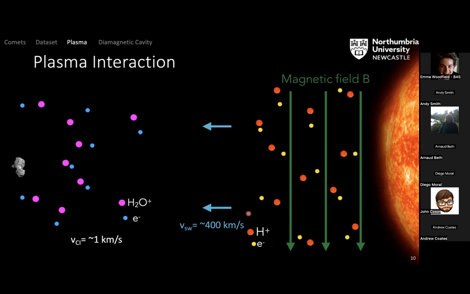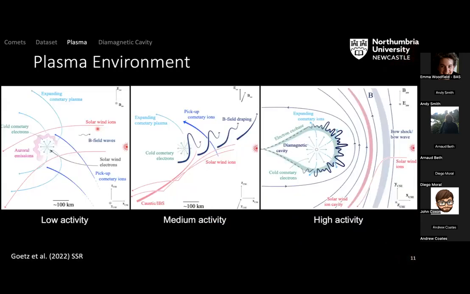And this is fundamentally what determines this interaction region, because somehow these heavy ions need to be picked up, in a process called mass loading, and incorporated into the solar wind flow to make the lovely plasma tail that I showed at the beginning. And the process of how this works differs based on the activity, so based on how many ions there are.